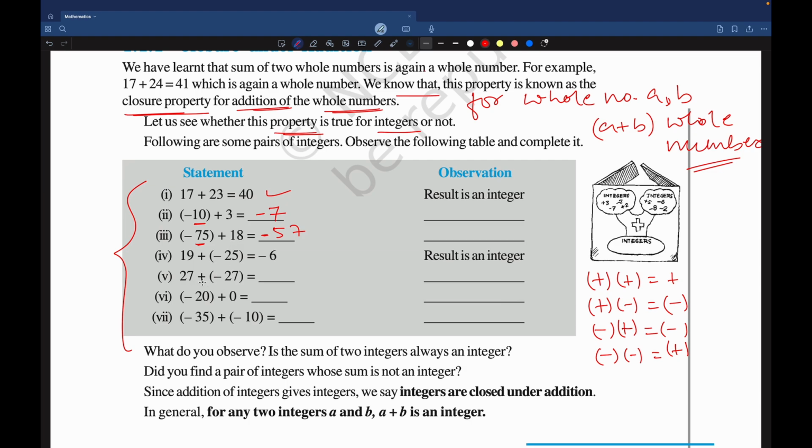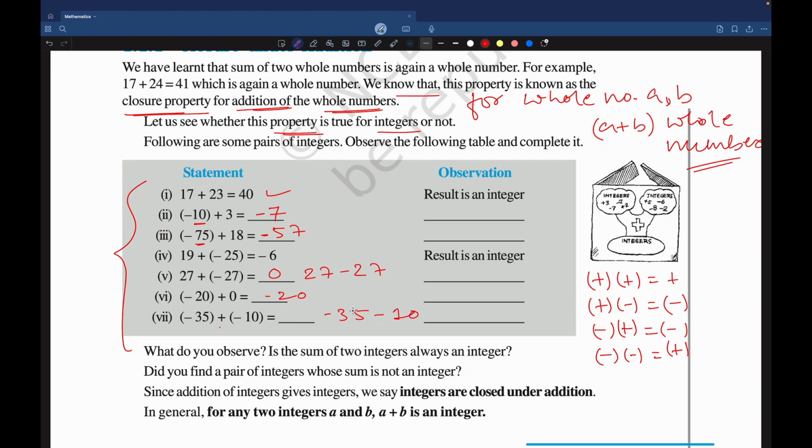Next example, plus into minus is minus, so this is 27 minus 27, answer is 0. Next example is minus 20 plus 0, answer is minus 20. And next example is 35 minus 10. Plus into minus is minus, so the answer will be 35 plus into minus is minus, and 10.